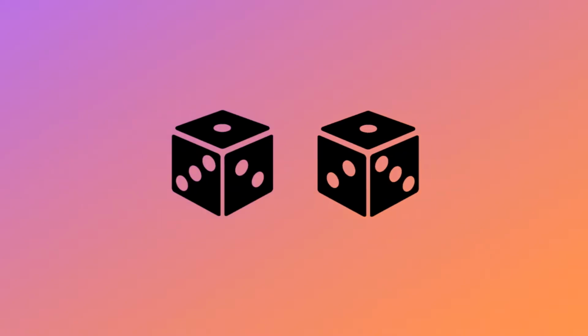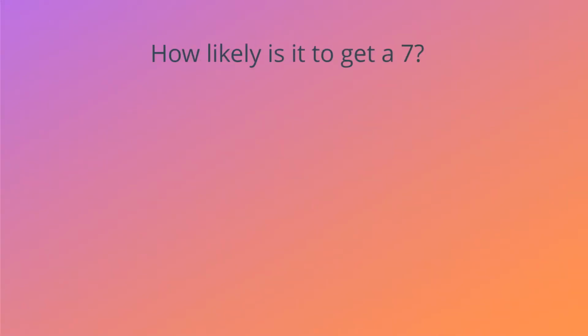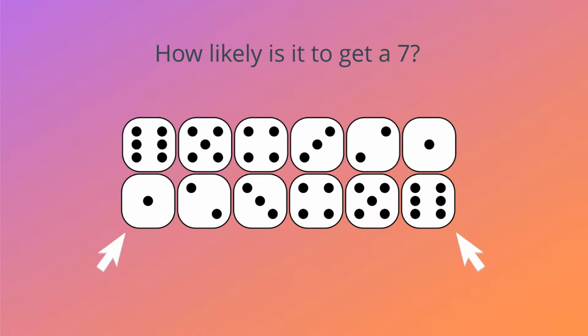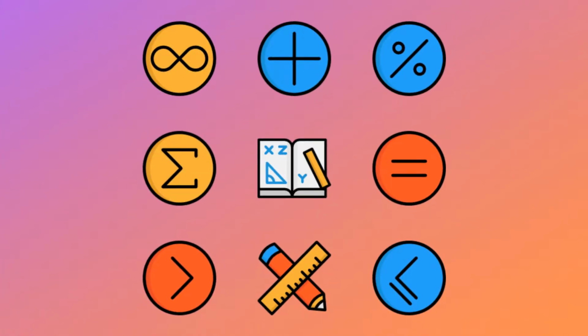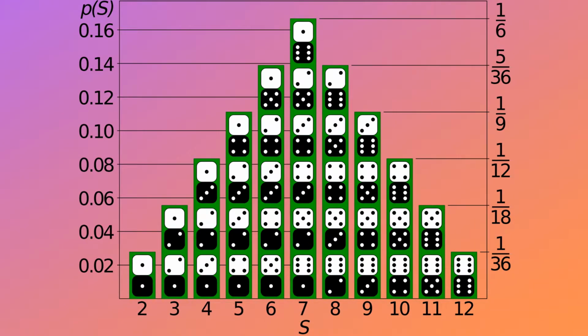A simple example of a Monte Carlo simulation is throwing two dice. Suppose you want to know how likely it is to get a 7 as a result of throwing two dice, meaning if you get 1 and 6, 2 and 5, and so on, you will count it as a success. Rather than using complicated mathematics, we can estimate this probability by looking at this chart. The probability of getting a 7 is simply 1 over 6.